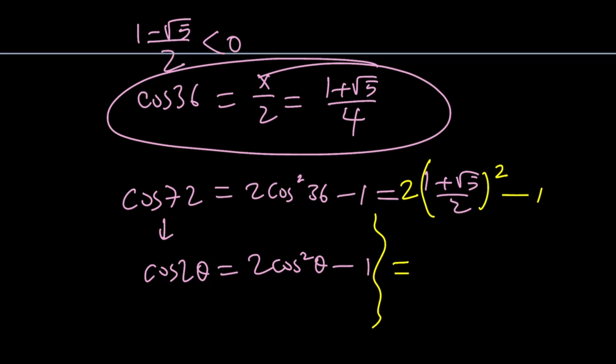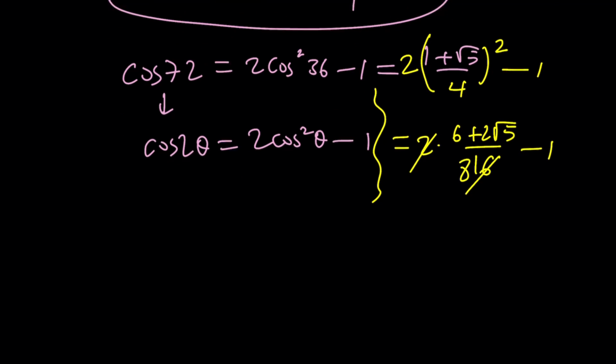Without further ado, we're going to go ahead and simplify this as 2 times 6 plus 2 root 5 divided by 4, minus 1. And obviously, it's not 1 plus root 5 divided by 2, it's supposed to be 1 plus root 5 divided by 4, and that would give us a 16 at the bottom. And then we can go ahead and simplify. This becomes 8.